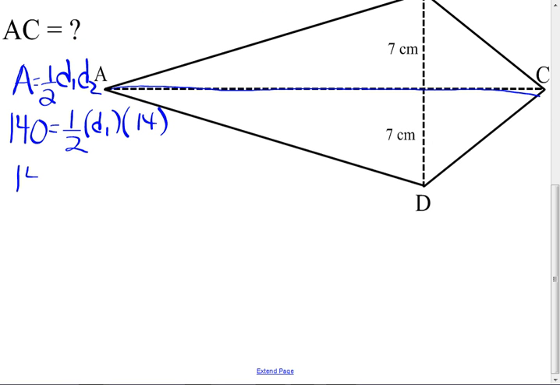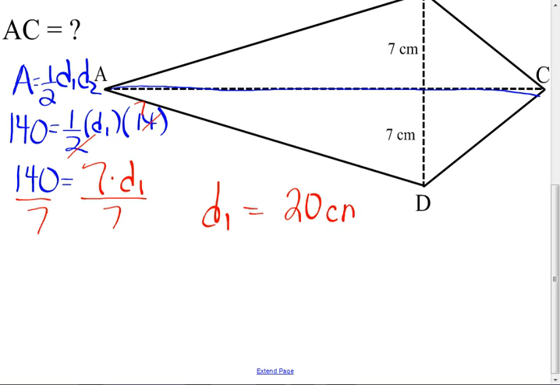Can I go ahead and do 1/2 of 14? Is that okay? Yeah. It's not distributive property. I can switch the D1 and the 1/2 if I want, or I can just plain do it. So it's 7 times D1, and then what do we do? Divide by 7. So D1 equals, no, not 10, 20 centimeters. Okay? So we did 3 things.